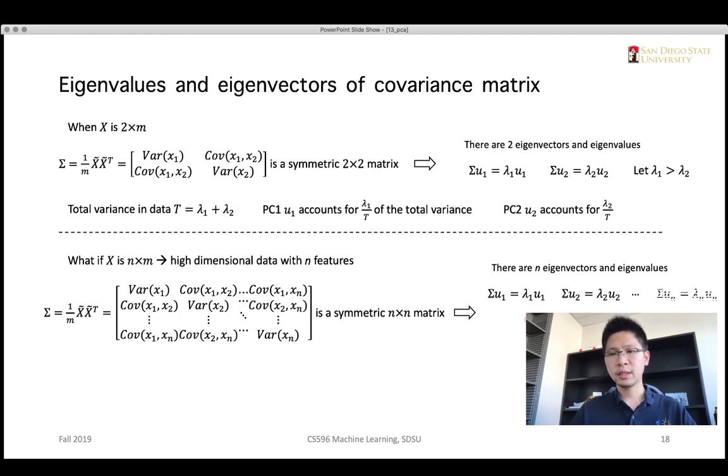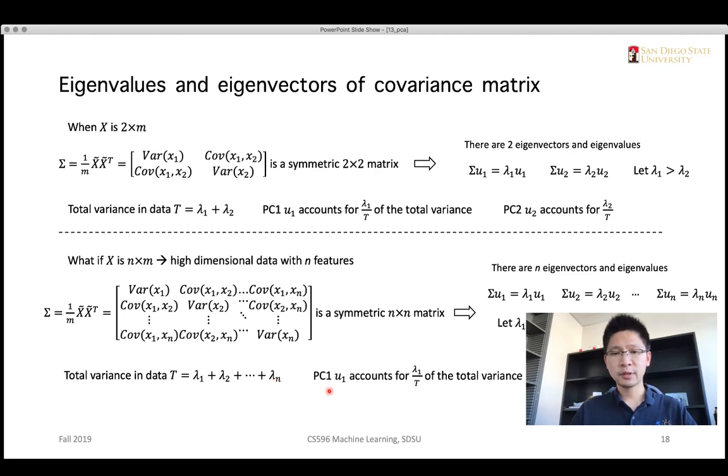And now, similarly, we can rank all the eigenvalues in descending order, so that lambda 1 is the biggest. In this case, the total variance in the data is the summation of all the n eigenvalues. Therefore, the first principal component, PC1, accounts for lambda 1 over T of the total variance, and similarly for the second principal component, and so on. So the eigenvalues are an indicator that measures the importance of the eigenvectors, or the principal components.